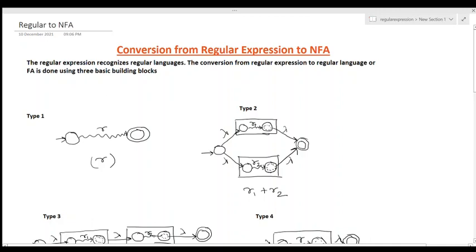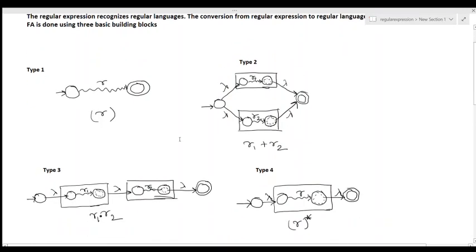Before we start, we need to know some building blocks, that is, how we are gonna convert a regular expression to the corresponding NFA step by step. So there are 4 types of blocks available. First, for any basic type of regular expression, suppose A or B, we are gonna use this type of transition.